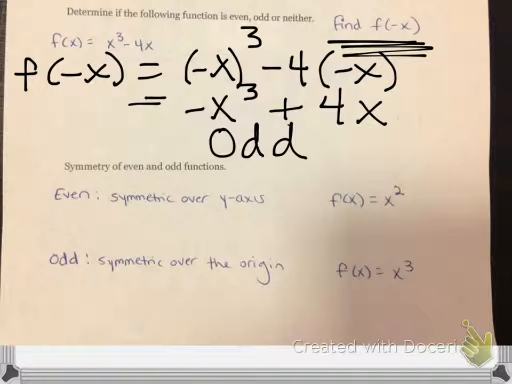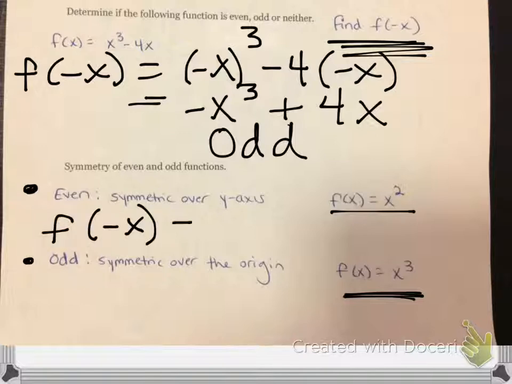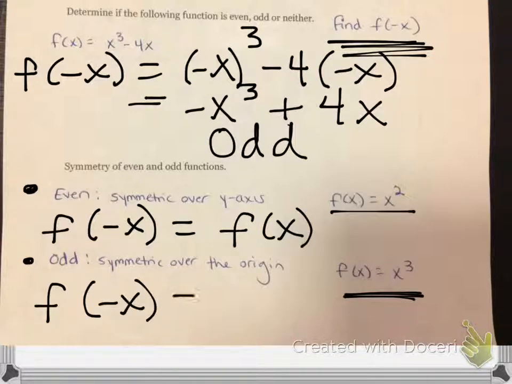Okay? And down here I have the symmetry of each one. So remember, even functions are symmetric over the y-axis. Your most basic example is x squared. And odd are symmetric over the origin. Your most basic is x cubed. And I'll write underneath, for even, f of negative x is going to be f of x, the exact same thing. For odd, f of negative x is going to be negative f of x. Just means all the signs will change.